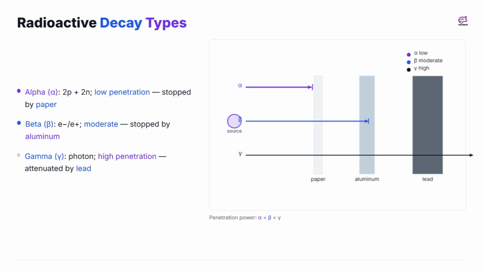Gamma decay is the emission of a high-energy photon. It has very high penetration power and requires dense materials like lead to attenuate it. A diagram shows a radiation source, with alpha being stopped by paper, beta by aluminum, and only lead blocking the powerful gamma rays. The key takeaway is that penetration power increases from alpha to beta to gamma.